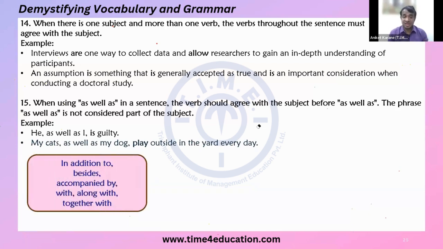What other words can do this same thing? So "in addition to" also follows the same rule, with first subject priority. Besides, again the same. Now besides with an S means apart from, beside means on the side. Accompanied by, with, along with, together with. All these words follow the same rule we are looking at here, where the first subject takes priority. Any doubts here? 14th and 15th rule, any doubts?